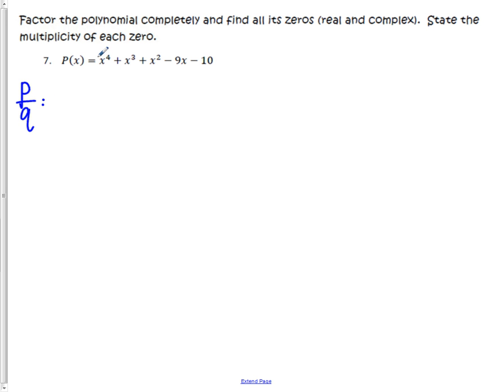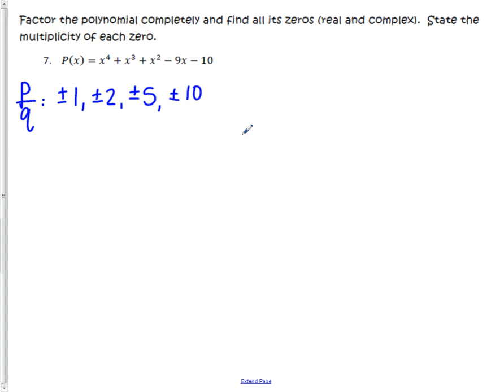Because our leading coefficient is 1, I know that q is positive or negative 1, so really we can just look at p, which comes from the factors of that negative 10 there. So we know that it's positive or negative 1, 2, 5, and 10. And this is where you would have to start testing these out.